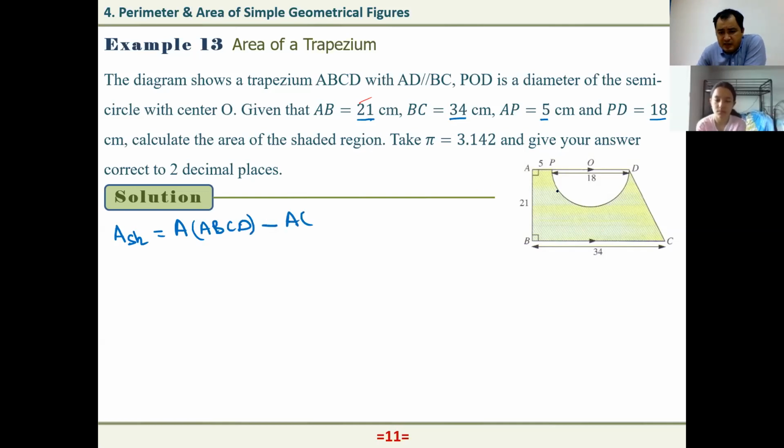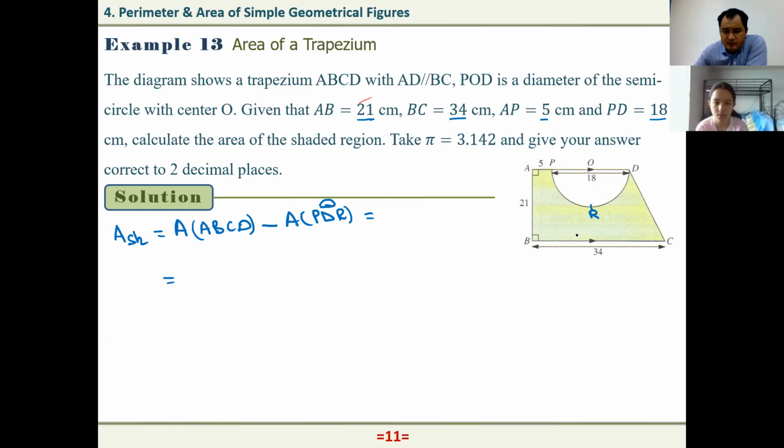So area of the shaded region equals the area of the trapezium ABCD minus the area of the semicircle here. Let me write PDR. That is a semicircle, right? Something like this. So now from here, we know what is the area of the trapezium.